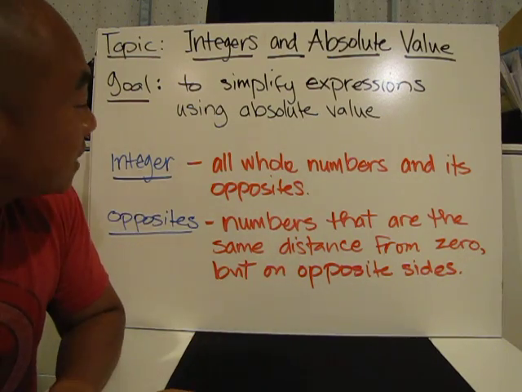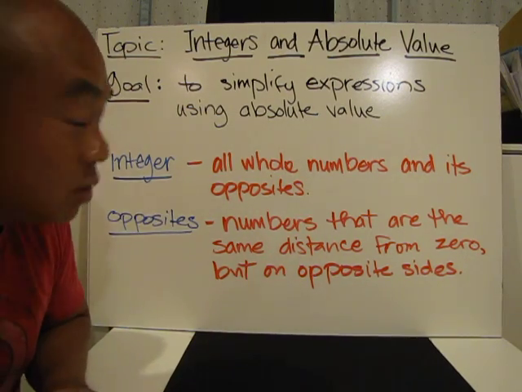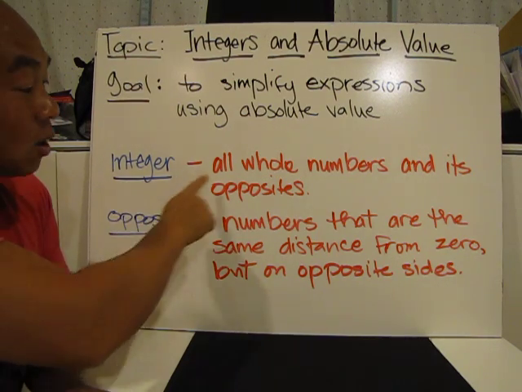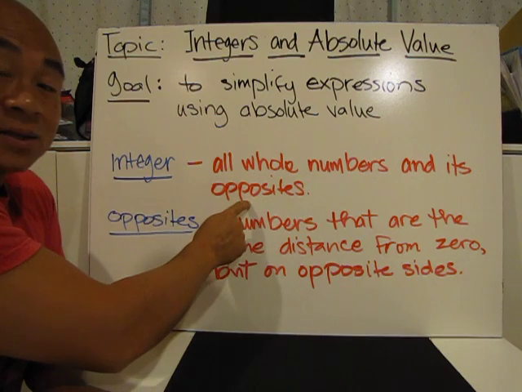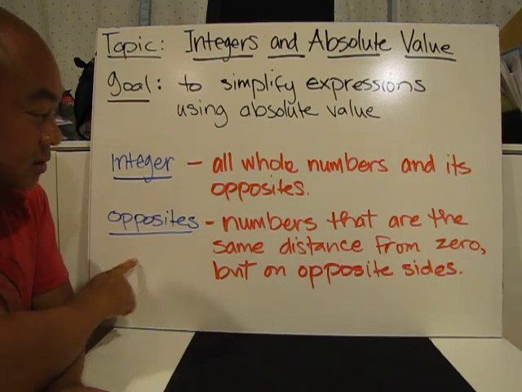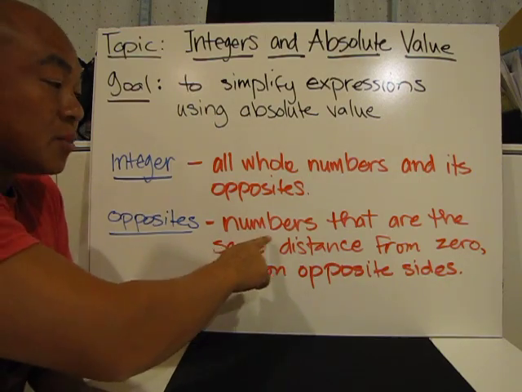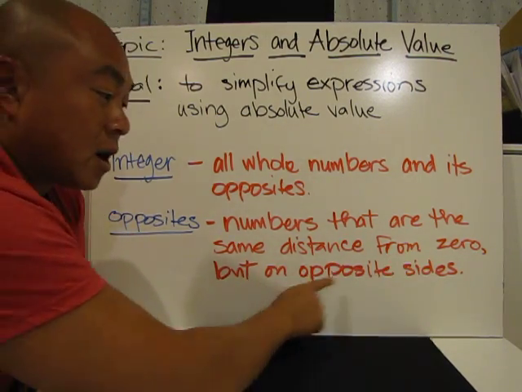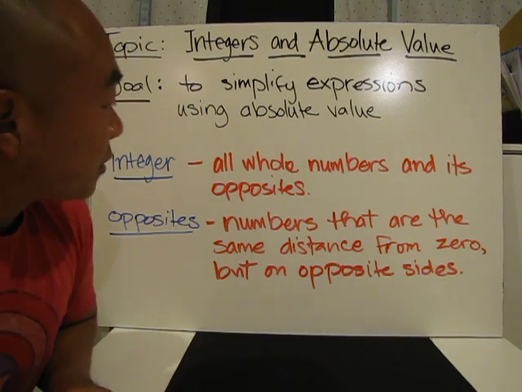So there are two things here that I want you to make sure that you have down. The first one is integer, and an integer is all whole numbers and its opposites. And the second vocabulary term that I'd like you to know is opposites, numbers that are the same distance from zero but on opposite sides. So go ahead and write that down.